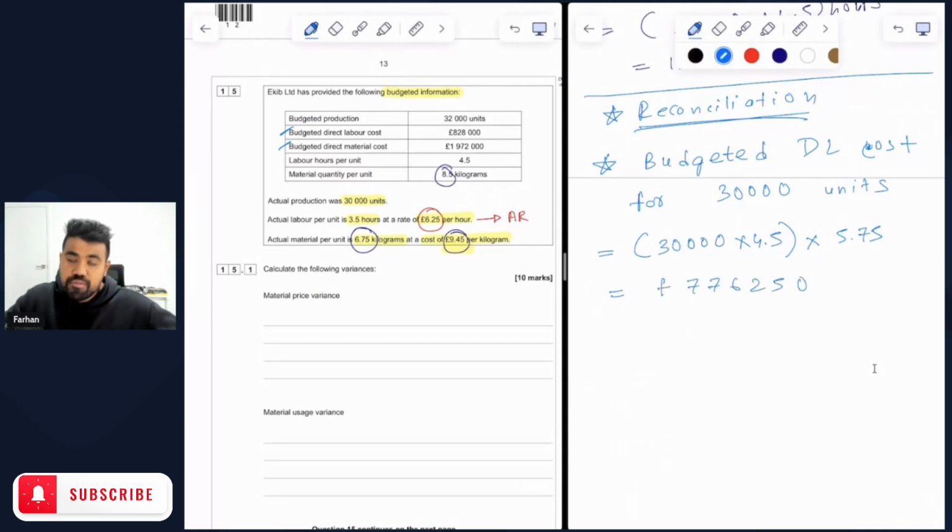£776,250. This is not a variance, so we do not write any favorable or adverse. We just know the numbers straight away for the budgeted direct labor cost for 30,000 units, which is £776,250. Now, we're going to find the budgeted direct material cost for 30,000 units.